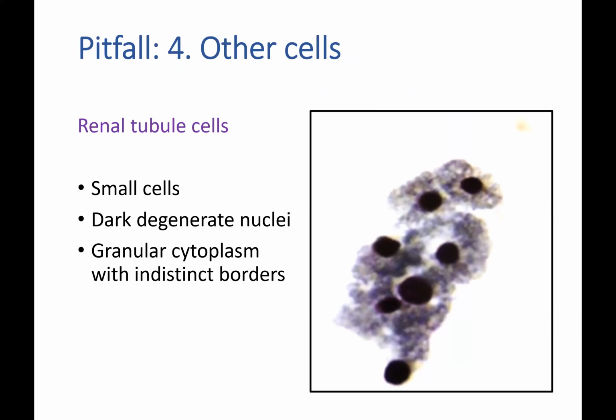Some other cells present in urinary samples can pose a problem and be a pitfall in interpreting urine cytology specimens. Renal tubule cells, for example, are often quite small cells, but they have very dark, hyperchromatic but degenerate nuclei, indistinct cytoplasmic borders, and rather granular cytoplasm.